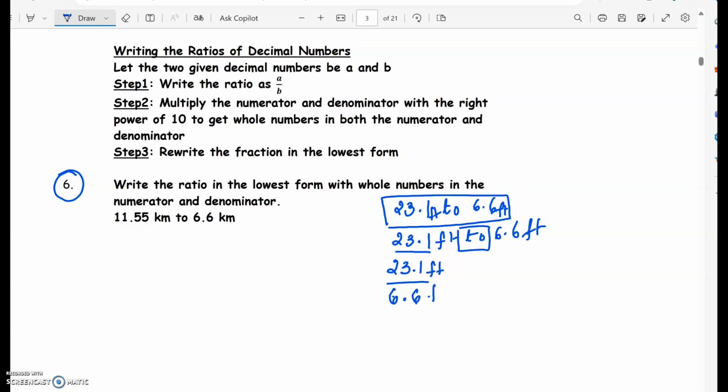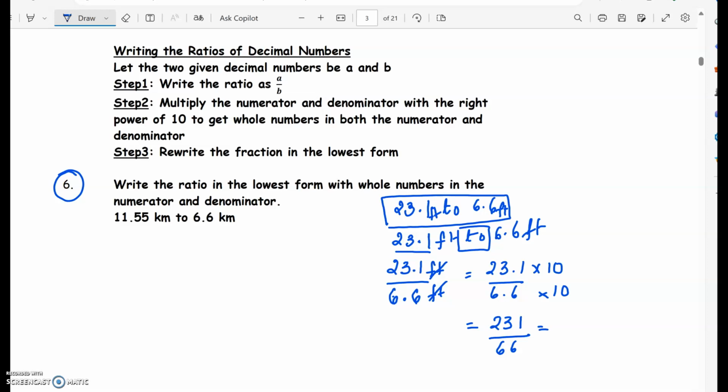Both are feet, and so the units cancel. So we're left with 23.1 divided by 6.6. Now, when the numbers are in the decimal form, we have to try to convert it to the whole number form. The way we're going to convert this to a whole number is by multiplying by 10 in the numerator and in the denominator. So that makes it 231 divided by 66.